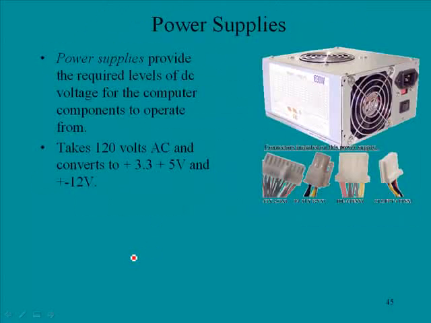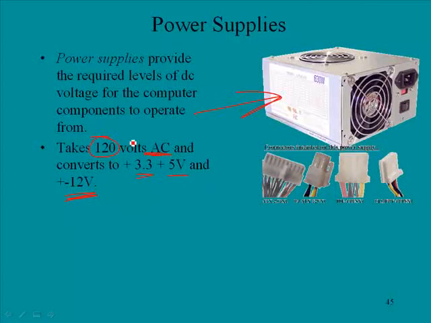Power supplies provide the required level of DC voltage for the computer components to operate from. This usually takes 120 volts AC and converts it to 3, 5 volts, and 12 volts. Earlier in this course we spent a lot of time talking about transformers and rectifiers, and that's what you have inside of a power supply.